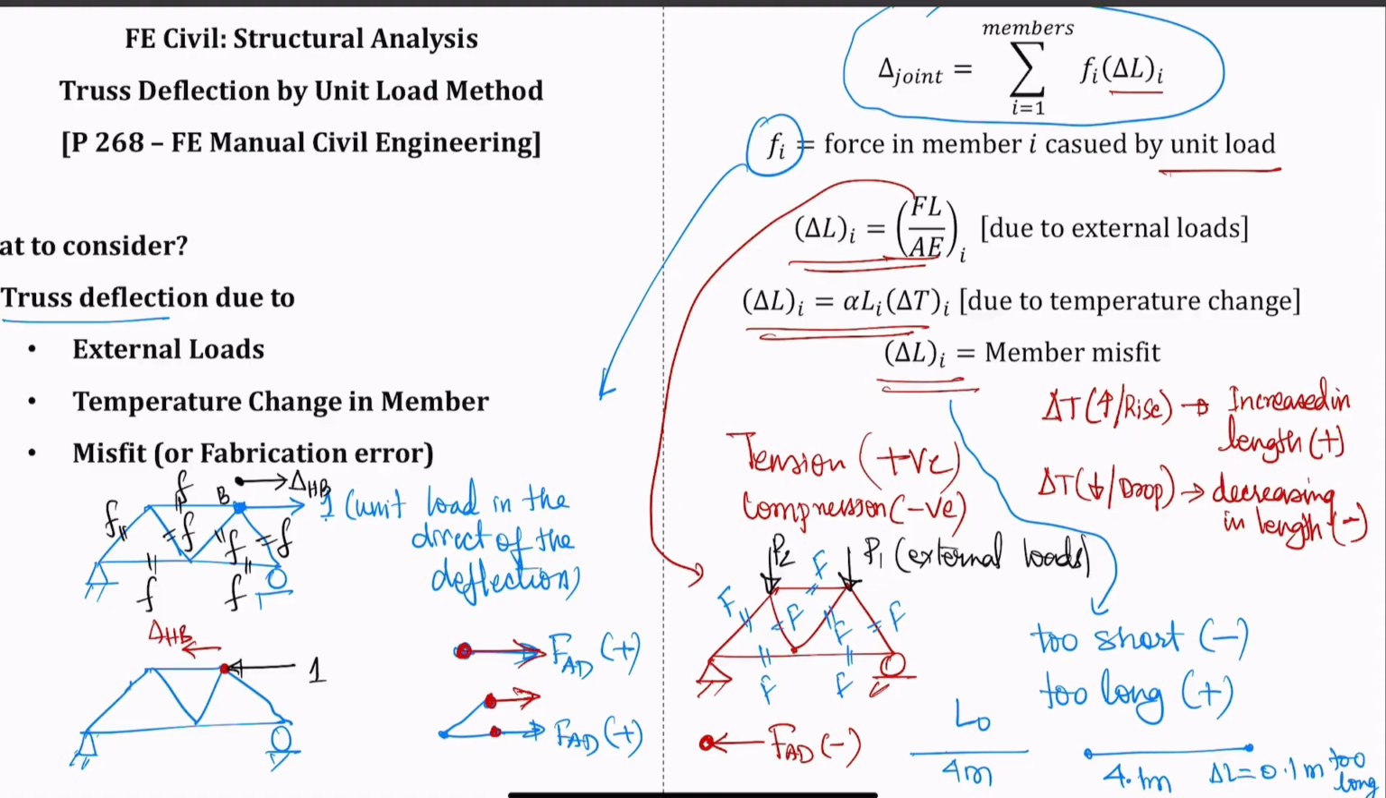Okay, so what you required is 4 meter, but what they provided to you is 4.1. So that means that the extra delta L will be too long. So delta L will be 0.1, and it will be too long. And because it's too long, it's going to be positive. And if it is too short, then it's going to be negative. So those are the sign conventions that you need to remember when solving the truss deflection using unit load method.